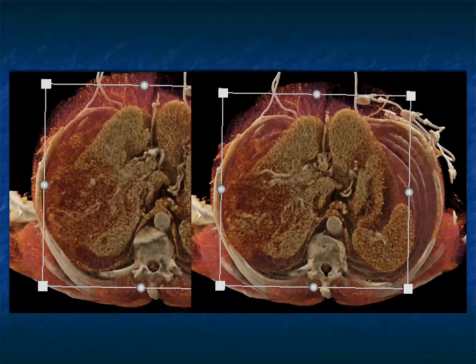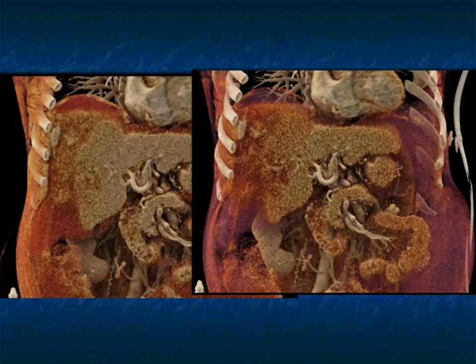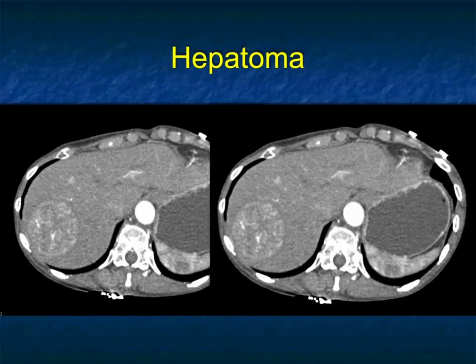It's also shown very nicely in that same example on the cinematic rendering, both planes. Again, very nicely showing you the mass, showing you the blood and disruption in the capsule of the patient's liver.